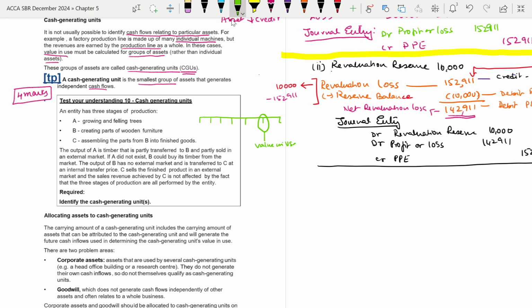Now, an entity has three stages of production. A, growing and felling trees. Next, B, creating wooden furniture. The third one, C, is assembling the parts from B into finished goods. They are asking us what the cash generating units are. Here they are explaining the theoretical concept. In the next case, you are going to have the numerical one.